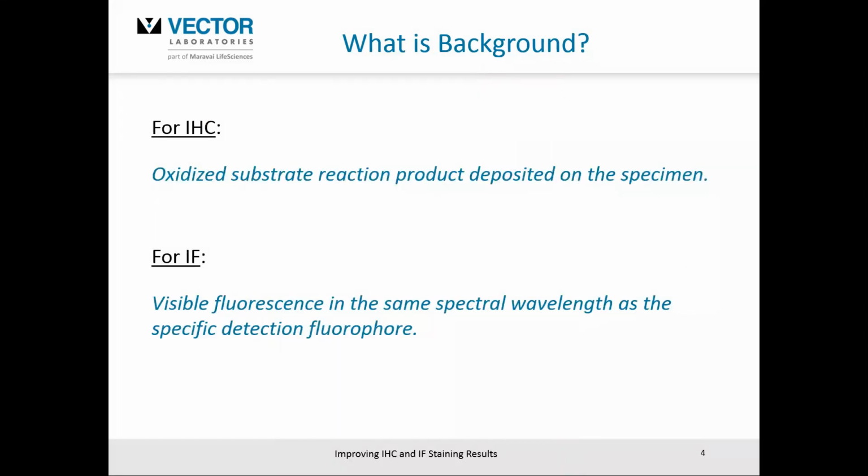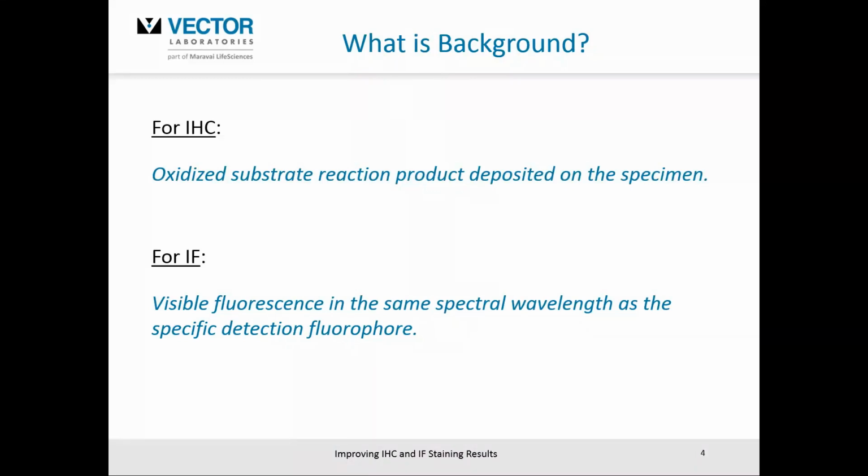So just to clarify a little bit for investigators that might be new to the field and are listening in, what is it I'm referring to about background in IHC or immunohistochemistry? It's the oxidized substrate reaction product that's precipitated out or deposited on that particular specimen, whether it be a section, for example, or cell prep. And the example would be, say, a brown DAB staining, diaminobenzidine staining.